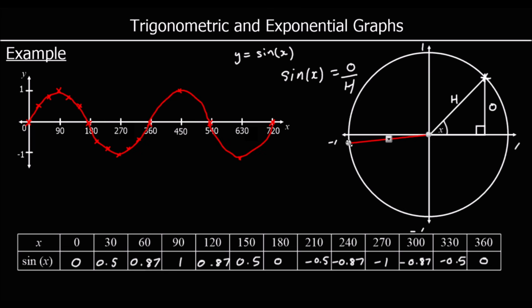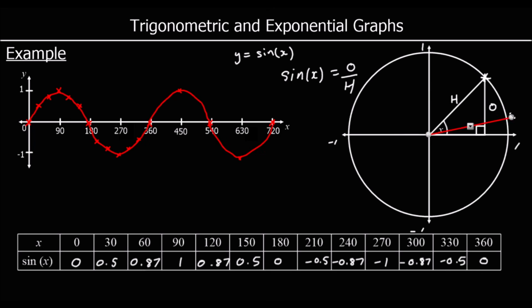Then as we keep going around the circle, our y coordinate becomes negative. So between 180 and 270, it's negative, and it reaches -1 when we get to 270. And then if we keep going round towards 360, we go back to a y coordinate of 0. And we can keep going round with this circle over and over again.